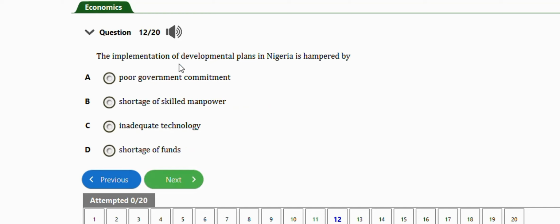It says the implementation of developmental plans in Nigeria is hampered by poor government commitment, shortage of skilled manpower, inadequate technology, shortage of funds. The right answer is option A, which is poor government commitment.